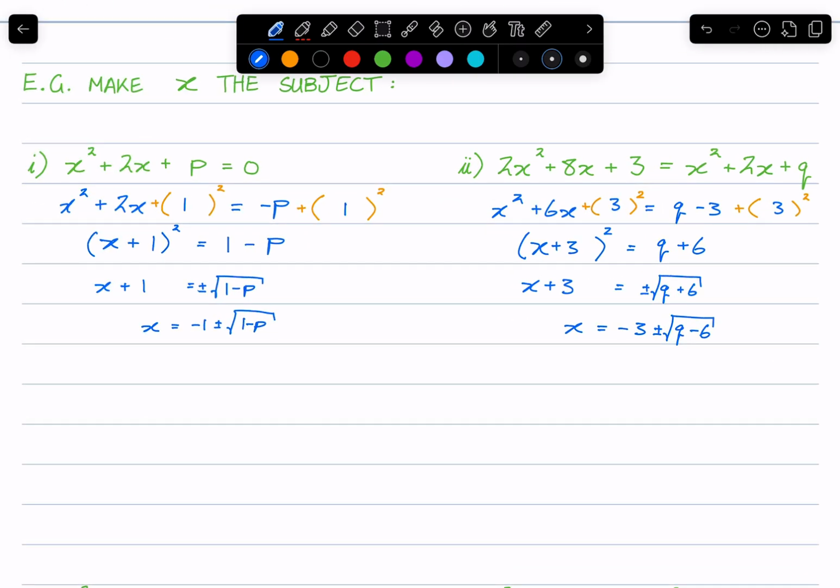So I hope that's given you an insight into completing the square with these examples. Hope to see you in the next video where we tackle increasingly difficult examples of completing the square.